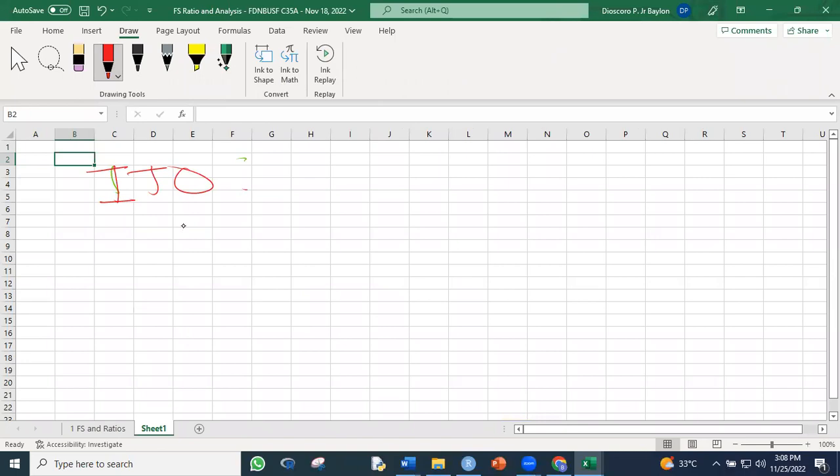Okay, so it's the number of times a company buys raw materials, converts to finished goods, and then sells. From the buying of the raw materials up to selling, that's 1 cycle. Okay, another cycle, another cycle. So the number of times a company is able to convert raw materials into finished goods and then sell, that's your inventory turnover.